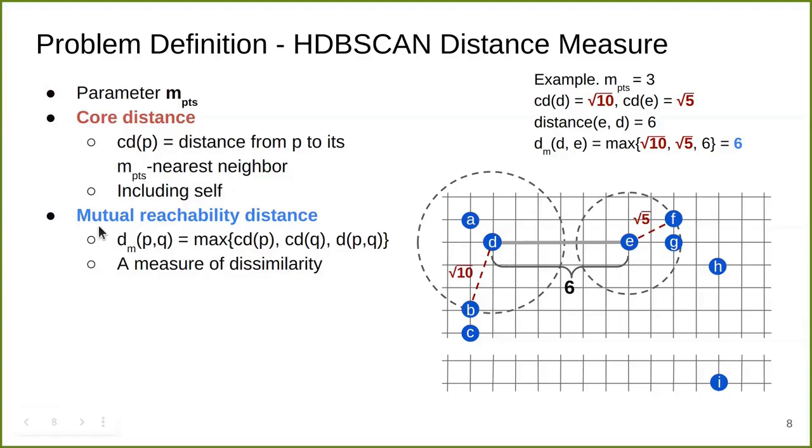With core distance defined, I'm going to define mutual reachability distance, which is the dissimilarity measure of the HDBSCAN problem. We use D and E as an example. D, likewise as E, has a core distance of square root of 10, and the distance between D and E is 6. The mutual reachability distance between D and E is the maximum among the three numbers, which is 6 in this case. Based on how this mutual reachability distance is defined, it captures both density as well as distance between two objects. This is because if an object is in a sparse region, it tends to have high core distance. On the other hand, the distance between objects is captured in this term of the mutual reachability distance.